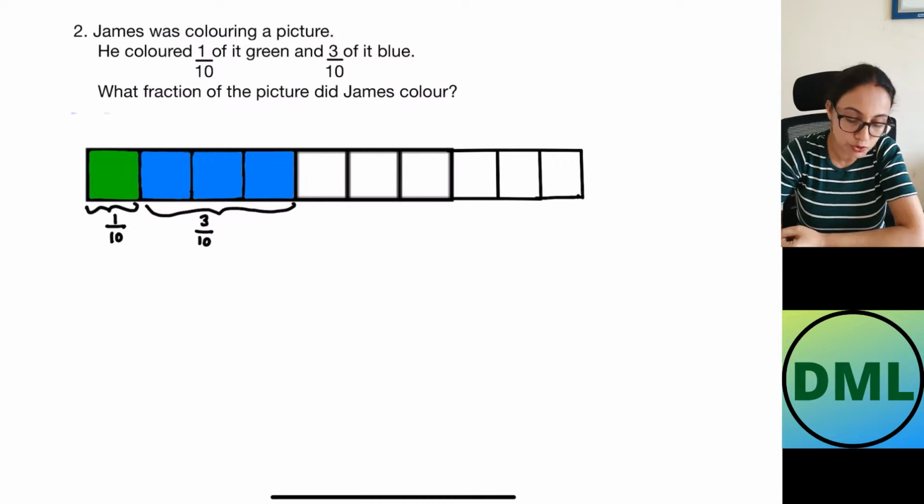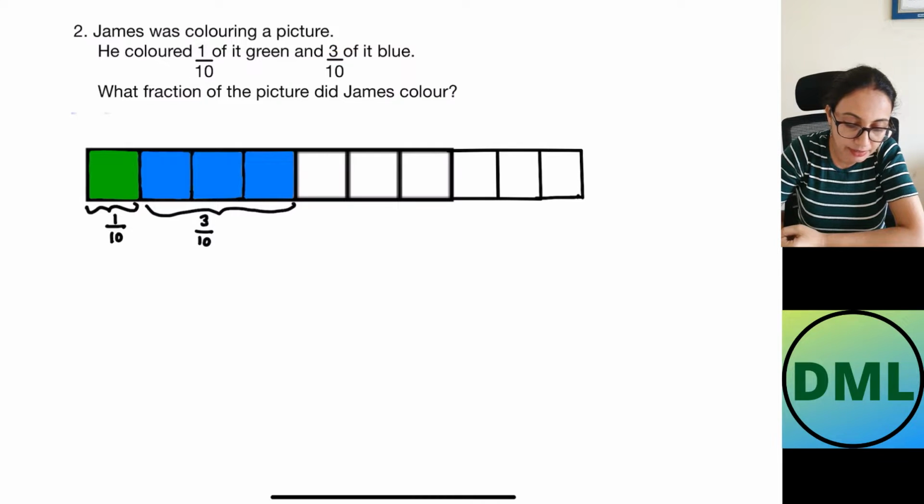10, right? So 1, 2, 3, 4, 5, 6, 7, 8, 9, 10. I drew 10 boxes. Out of that, how many are colored as green? 1 part, right? Because this is 1/10. So out of 10 parts, 1 part is shaded as green. As you can see that here, I have shaded as green. So this part will be written as 1/10. Out of 10 parts, 1 part is shaded as green.